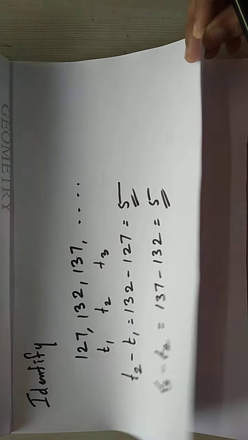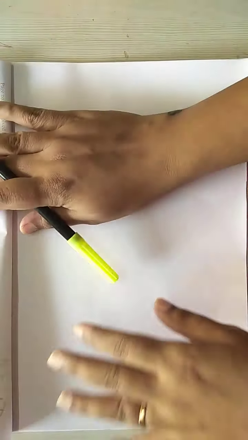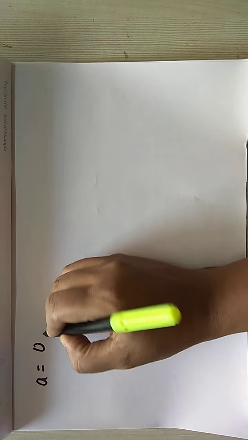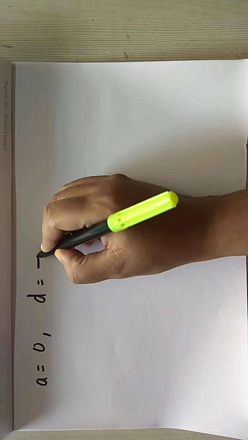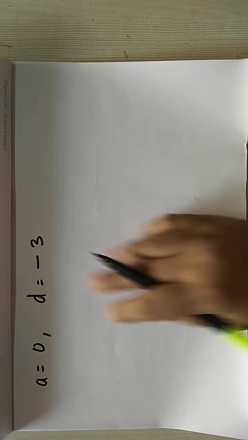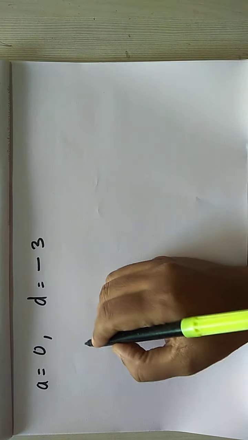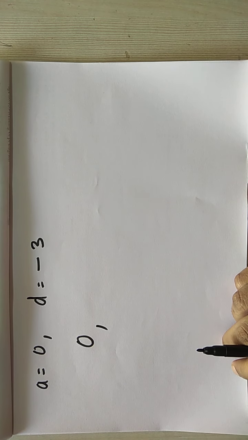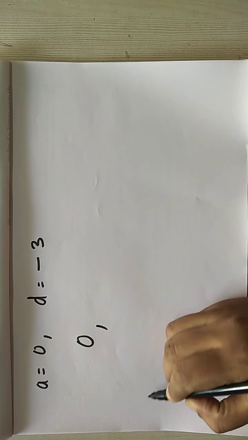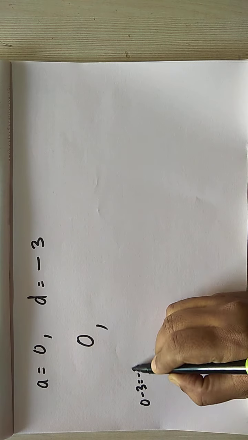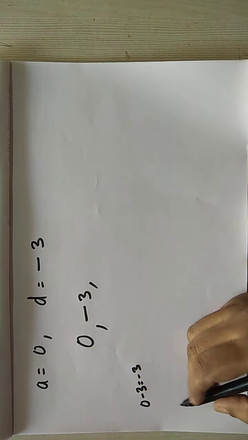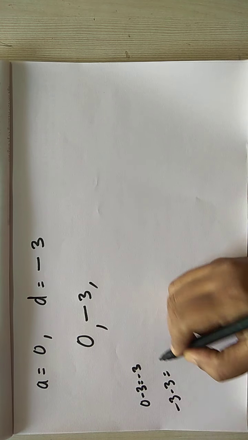The next type of sums where a and d are given and you have to make an AP. Suppose a is given 0 and d is given minus 3. And you have to make an AP. So a is 0, that means the first term is 0. So you start from 0. d is minus 3, that means every time you should be doing minus 3. 0 minus 3, answer is minus 3. So the next term is minus 3. Then minus 3 and one more minus 3 is minus 6.